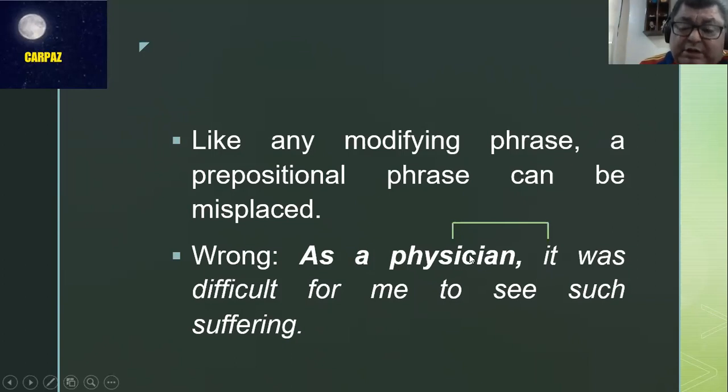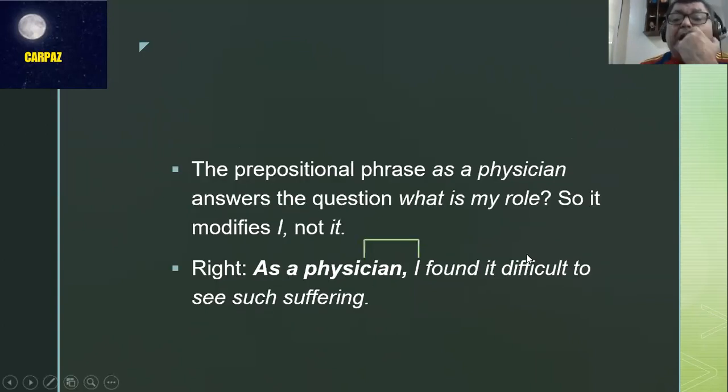Why doesn't it make sense? Because it is a pronoun that refers to things or animals. And as we already know, a thing or an animal cannot become a physician. The prepositional phrase as a physician answers the question, what is my role? So it is modifying I. As I said earlier, it's not modifying it. So we have to reword the sentence to make it right. And it would say, as a physician, I found it difficult to see such suffering.